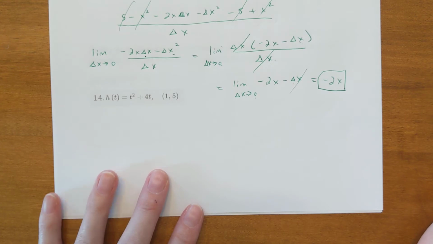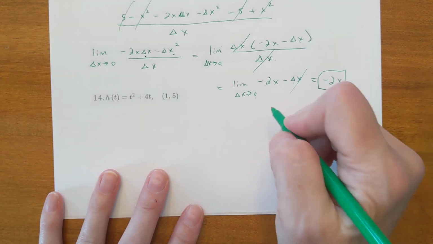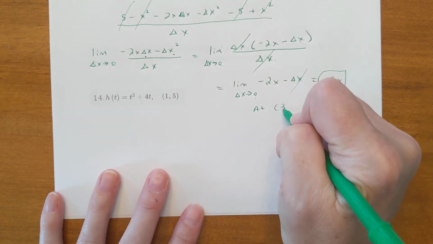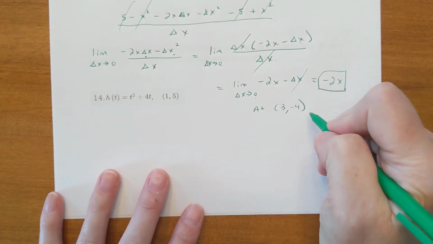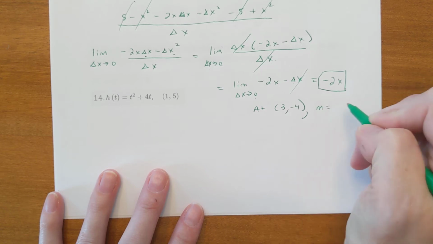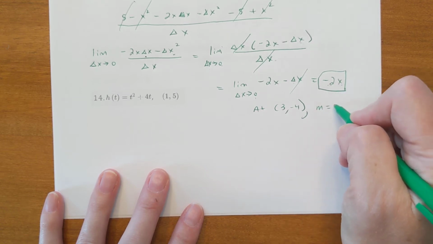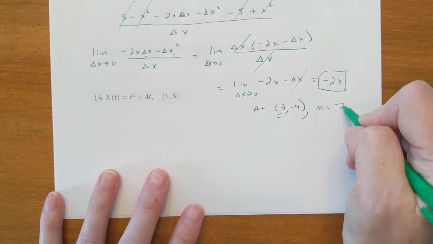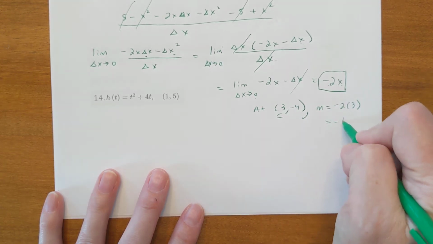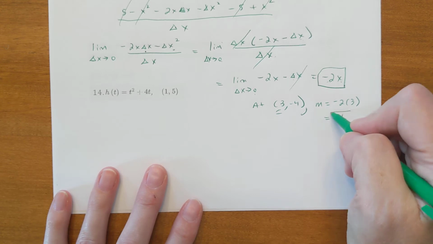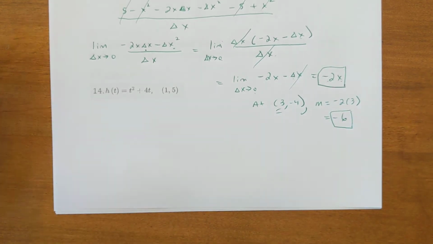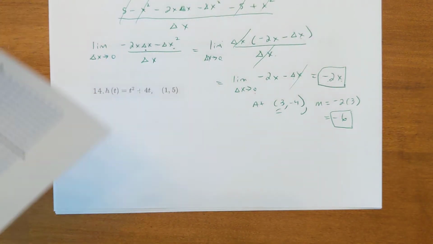All right. That was a lot of effort. And they wanted to know what the slope was at the point. So at that point, 3, negative 4, the slope is going to be, m is going to be, you plug it in. This is the slope formula for the line for all the points. So plug in the x. So negative 2 times 3 makes negative 6. So that's the slope.